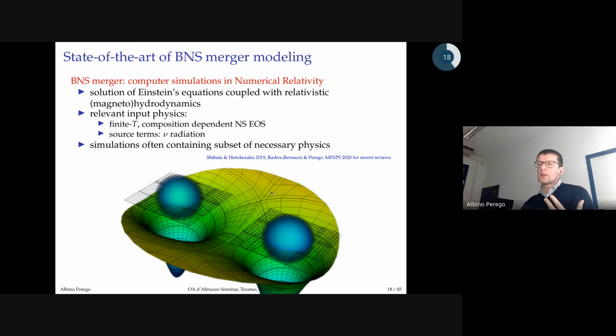So the challenge here is to model this, and this is actually the greatest part of my job, in terms of merger simulation. So the small scale and strong field dynamics, we do this through numerical relativity codes, so simulations in full GR, using the best input physics that we can, finite temperature, composition-dependent equation of state, and neutrino radiation, and this is of course very challenging and still work in progress.